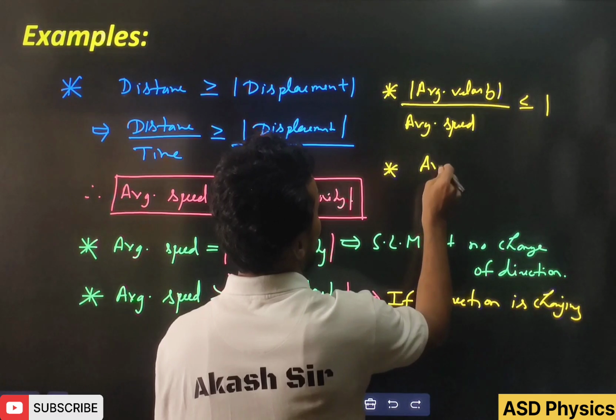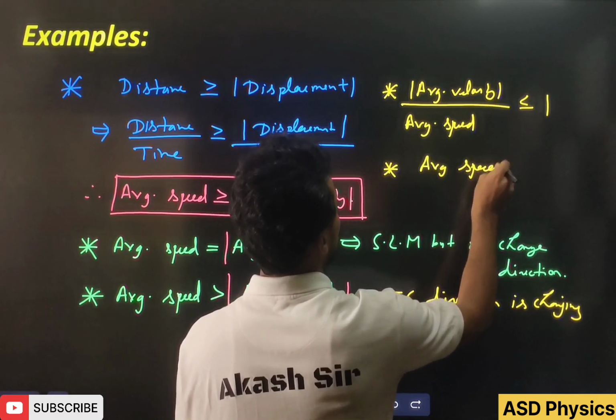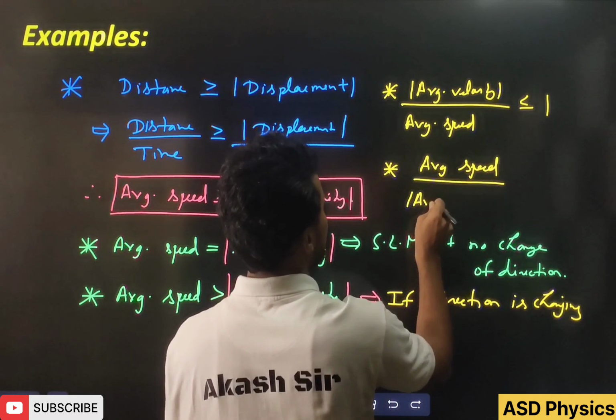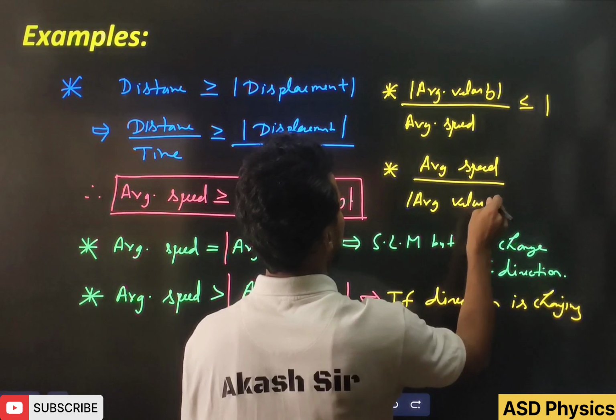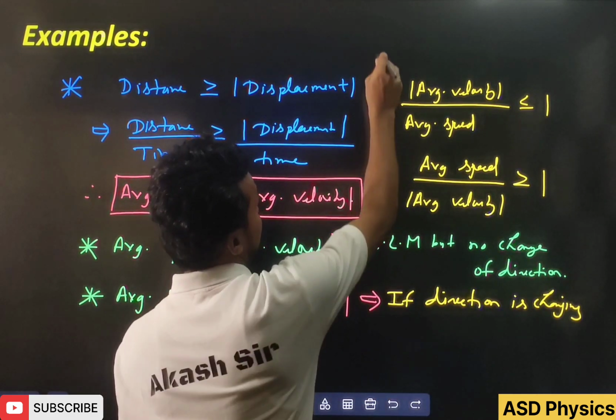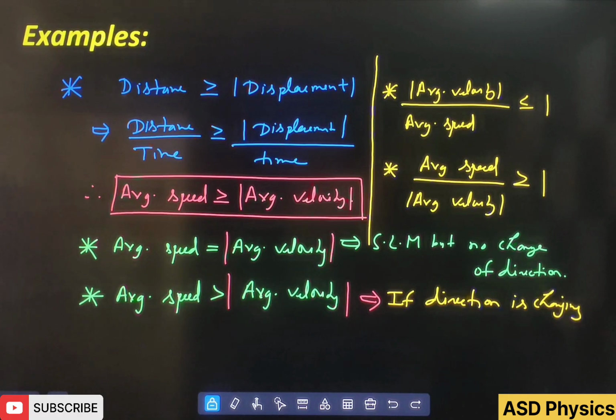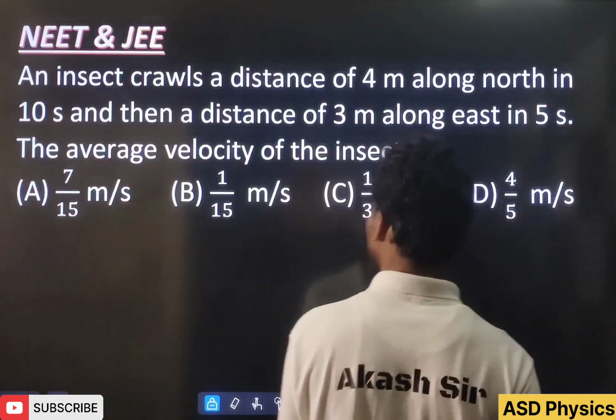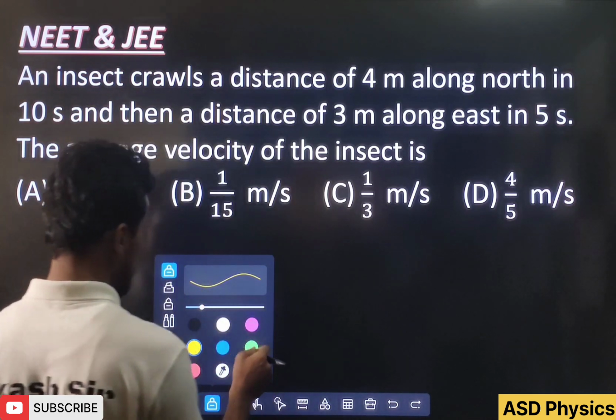And if they ask average speed by average velocity, then this will be greater than or equal to 1. Have to remember that. Directly questions used to come. That's why again I have written for you. Now students, after that we'll see this important question.